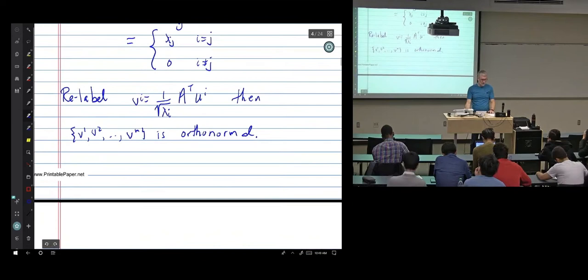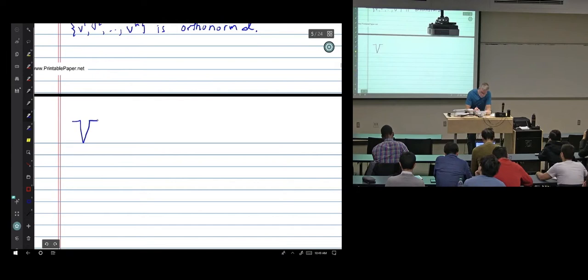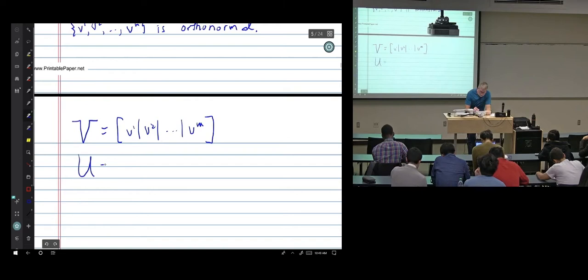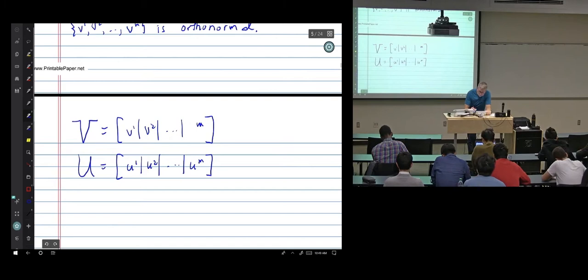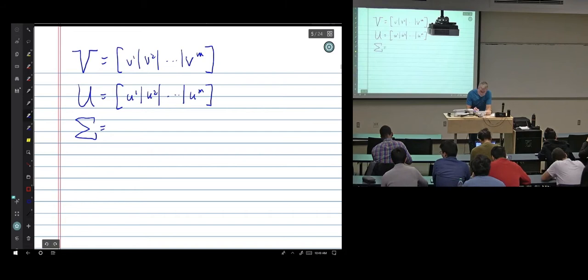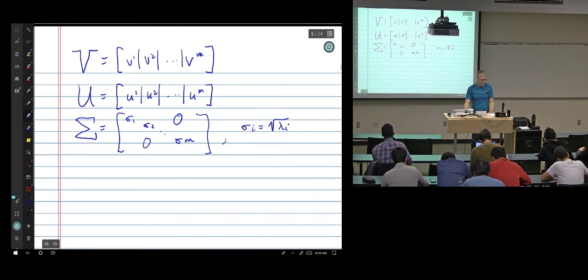So I can define a matrix V, I can define a matrix U, and my V's and my U's are suspiciously similar. And a matrix sigma, where these guys are the square roots of the eigenvalues. So I'm just going to define those.